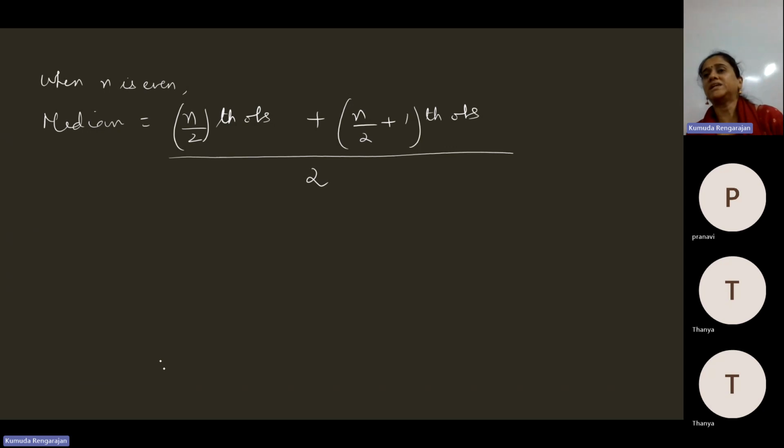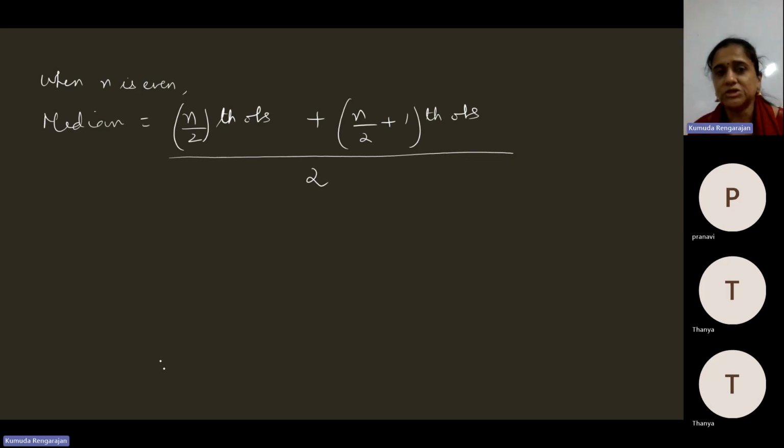So supposing n is 10, you should arrange the data in the ascending order. 10 by 2 is 5, so the 5th observation, plus 10 by 2 plus 1, which is 6, the 6th observation. Not 5 plus 6 by 2: go to the data, 1, 2, 3, 4, 5, write that 5th observation, plus the 6th observation, 1, 2, 3, 4, 5, 6, write that, add and divide by 2. That's the median.